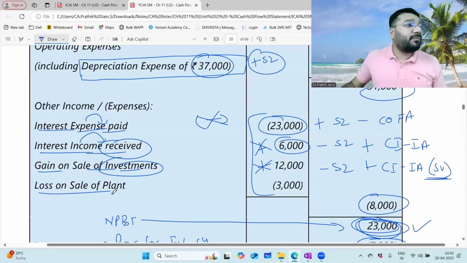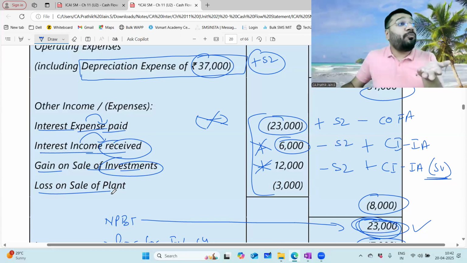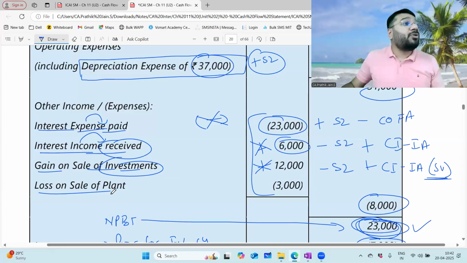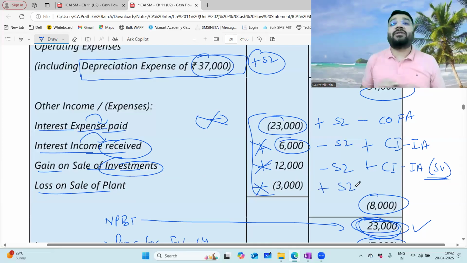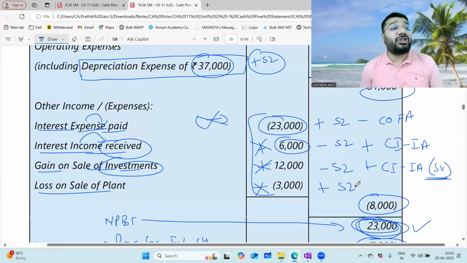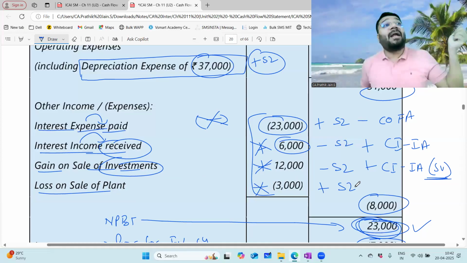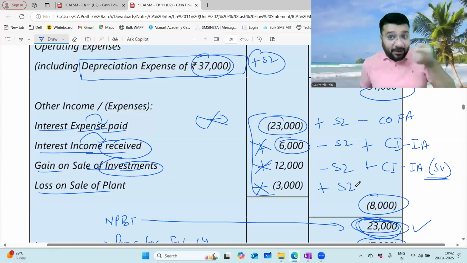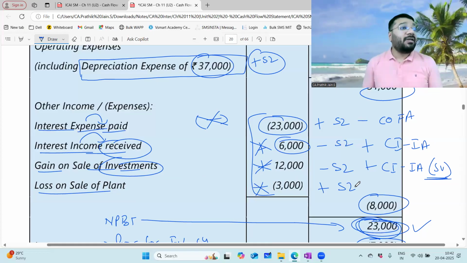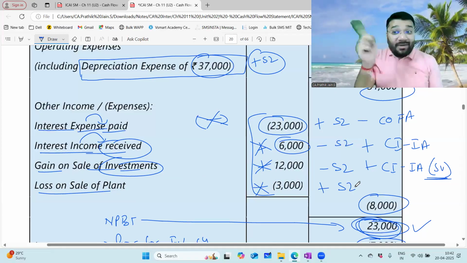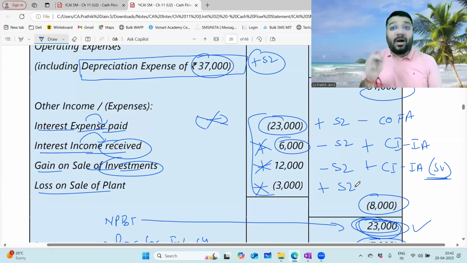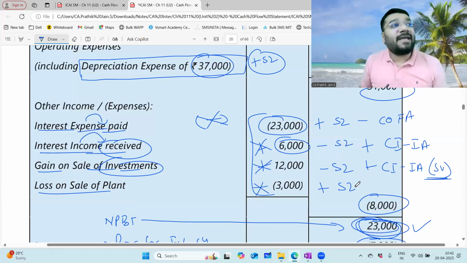Loss on sale of plant. Is it non-cash or non-operating? Non-cash. 3,000 rupees, non-cash, because for this I did not pay any money. So there is no cash outflow. But still it is subtracted, which is wrong. So I need to add back in segment 2. That's all. Sir, it is also non-operating. Had it been a cash outflow, again it would be subtracted in the investing activity. Gain or profit is money you receive, a cash inflow. With a loss, you never receive or pay any money. So loss is always a non-cash item. Profit is a cash item.